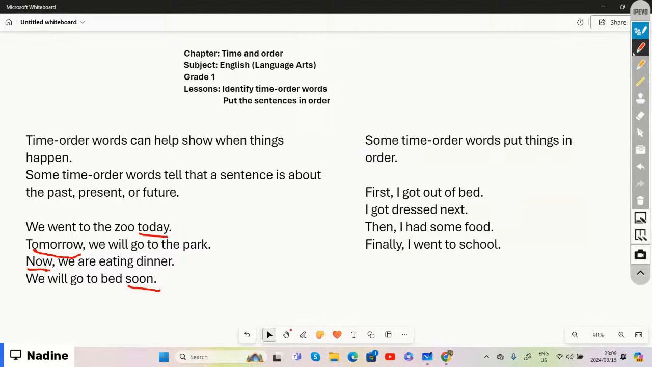All right, so once again, we say time order words can help you show when things happen. And some of our time order words tell us that the sentence is either about the past, the present, or the future.